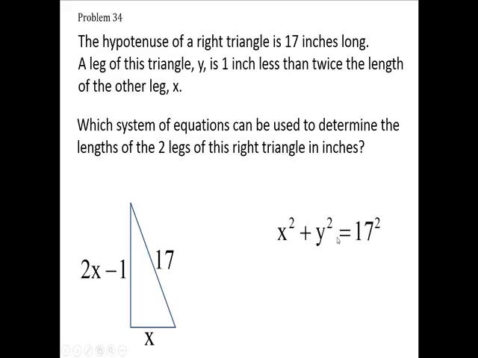So one of our equations is the Pythagorean theorem, where we have x squared plus, this is y over here, y squared is 17 squared. And the other is y equals, this y over here is the same thing as 2x minus 1. So this is the system of equations we can use to determine the lengths of the two legs of this right triangle in inches. Alright, let's go ahead and use these and do it.